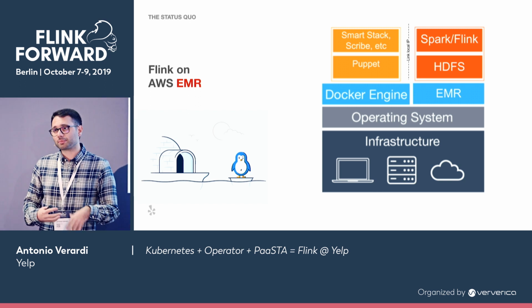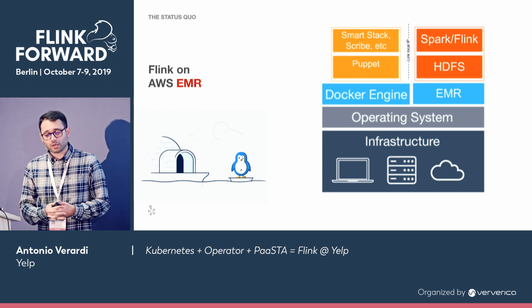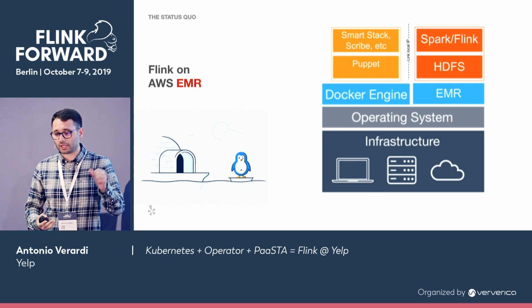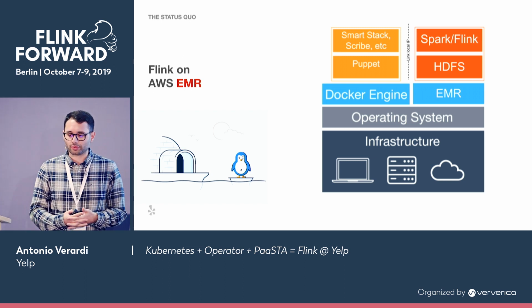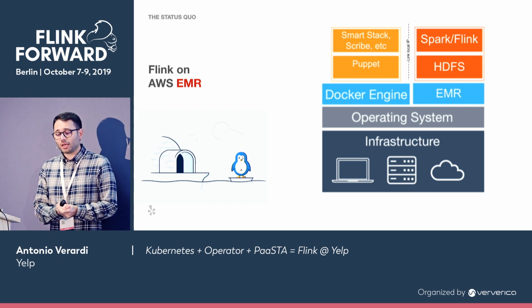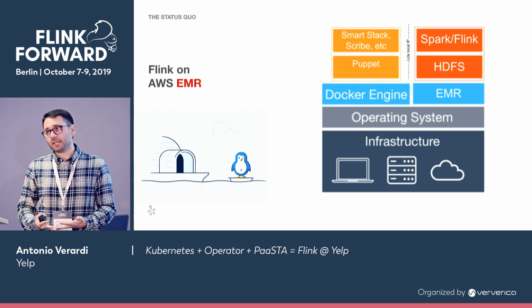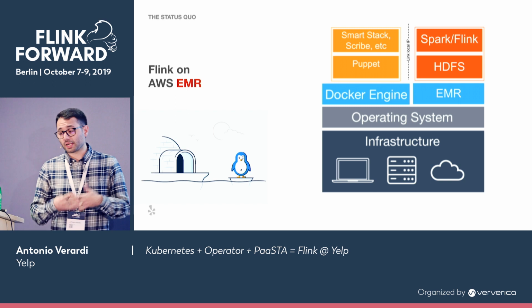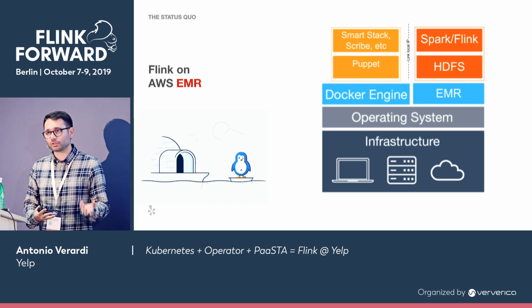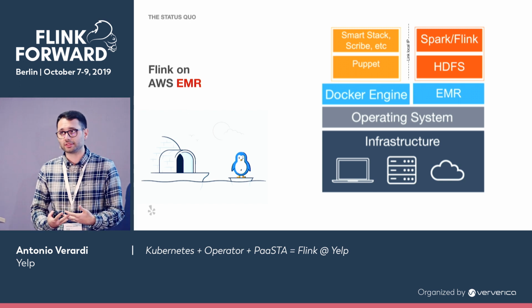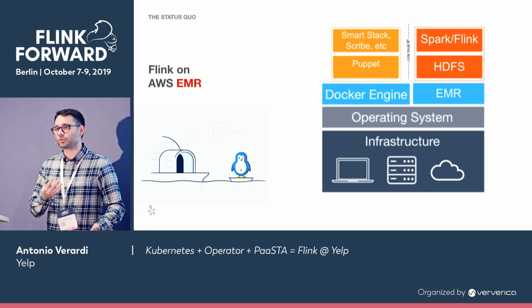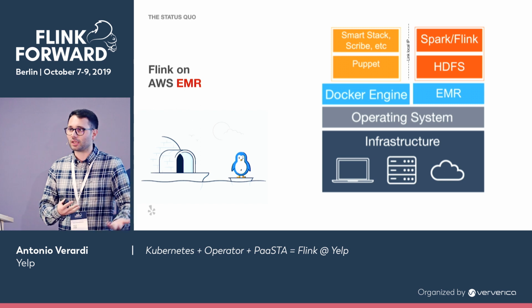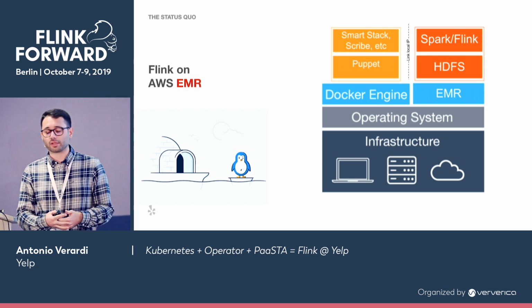Basically, AWS provides a managed cluster where you can find installed HDFS, so Hadoop, Spark, Flink, and some other open source software that you can use to do data analysis. And on top of that, we had to customize the instances in order for the Flink applications running on the instances to be able to connect with the rest of the Yelp ecosystem, and then reuse also some of the libraries that we wrote, like our metrics reporter or our logging infrastructure.